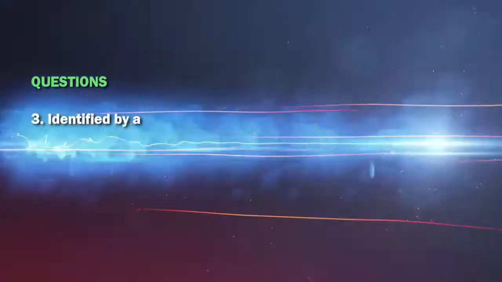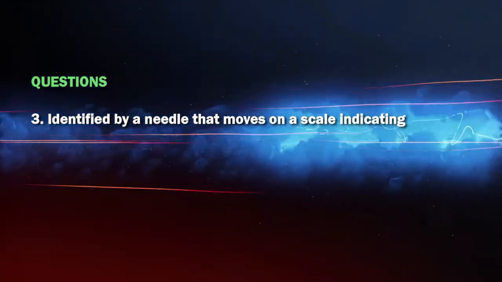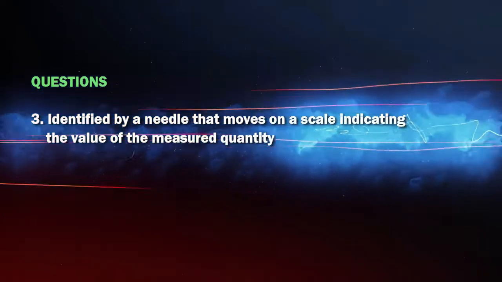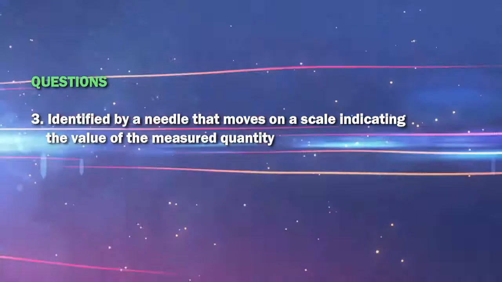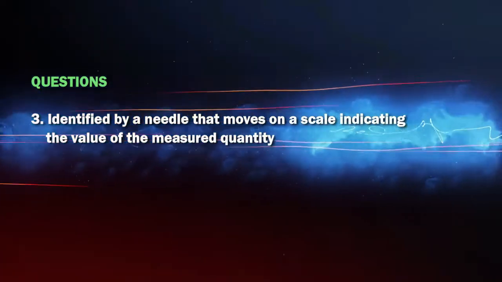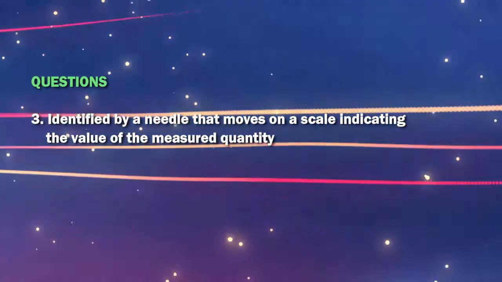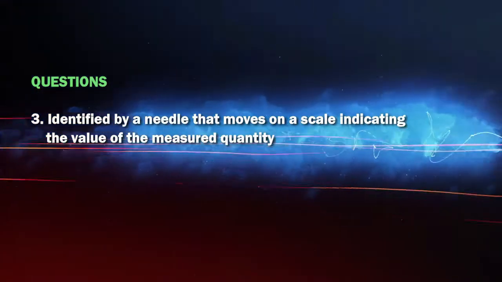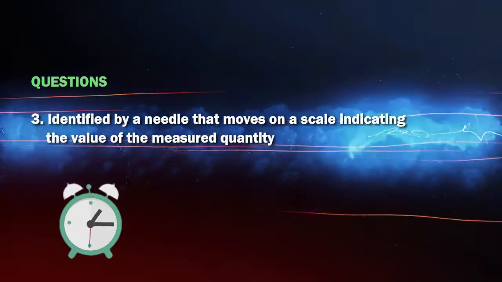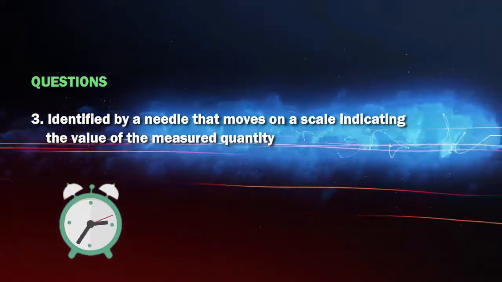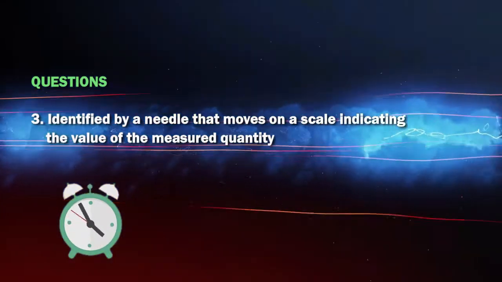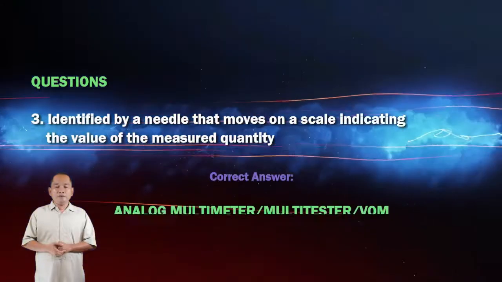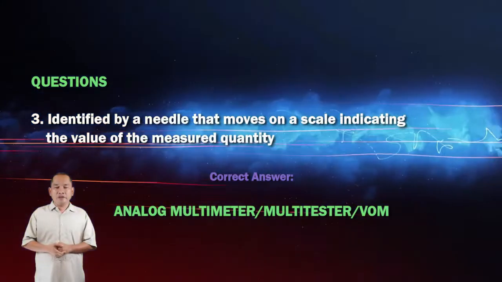Third question. Identify by a needle that moves on a scale indicating the value of the measured quantity. Time's up! The answer is analog multimeter or multi-tester or the VUM.